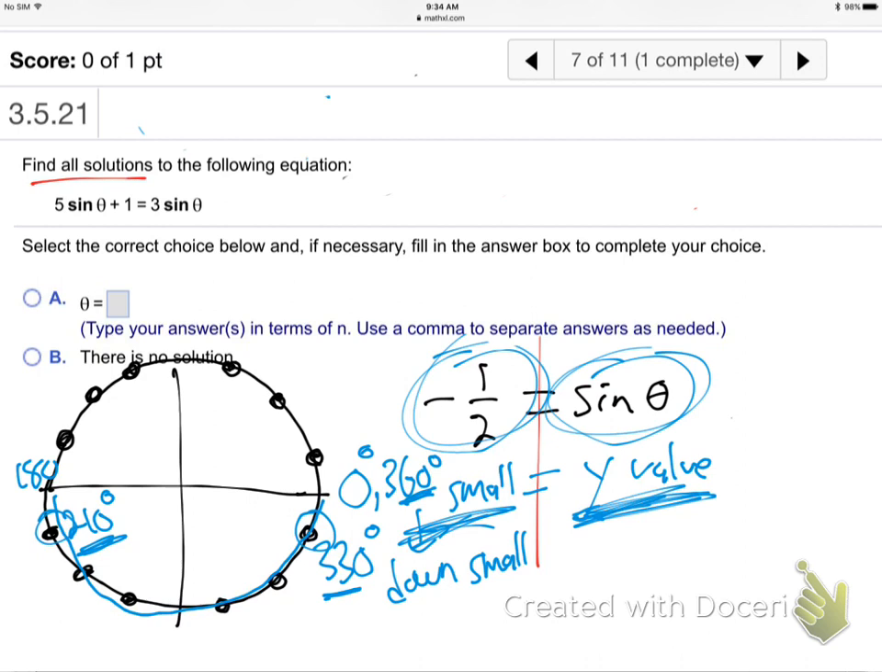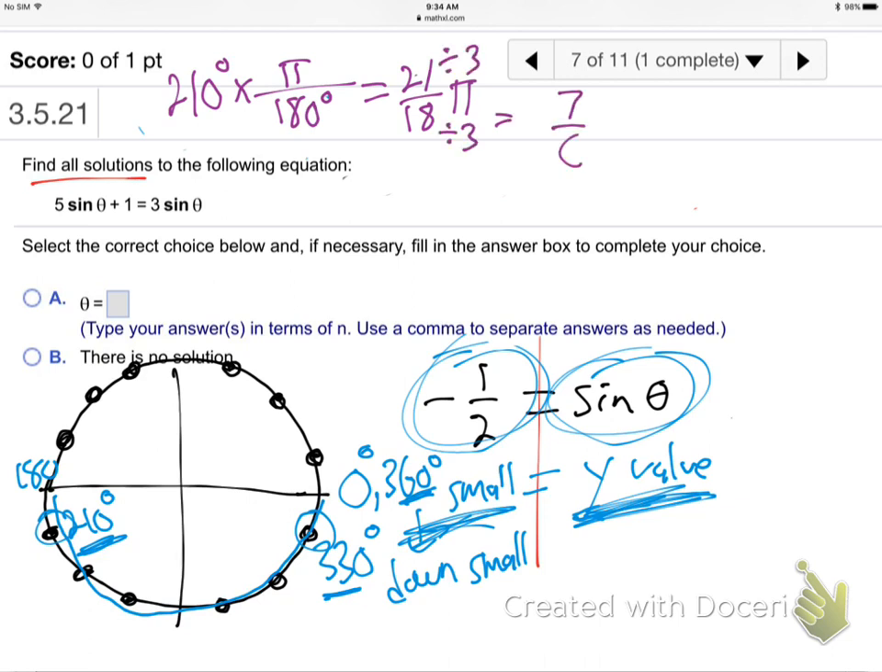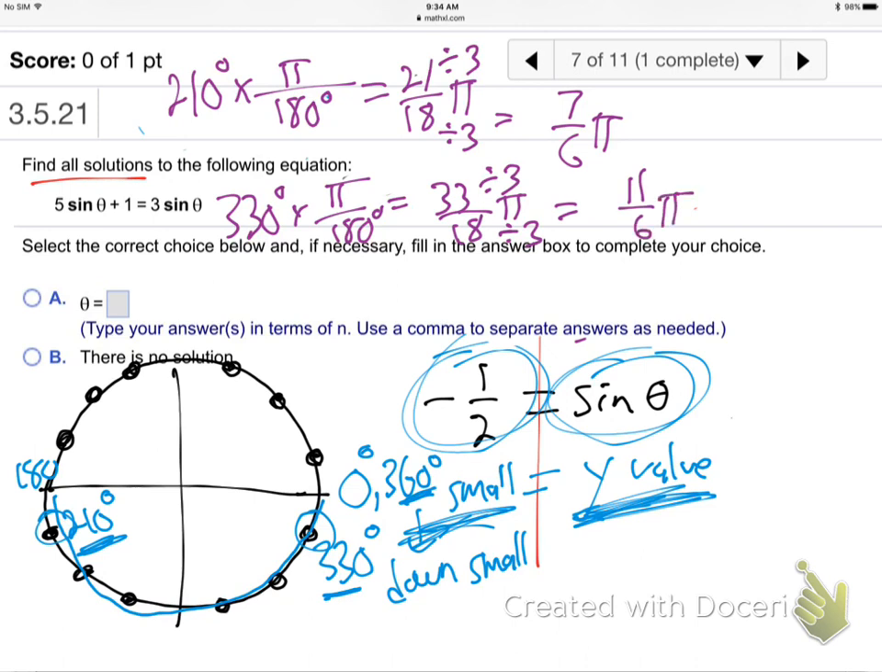So take the, what is the first one? 210 degrees. Multiply by pi over 180. I'm just going to cut out the zeros. 21/18 pi. Divide by 3. That'd be 7/6 pi. So there's the first answer. The other one is 330 times pi over 180. That's 33/18 pi. Divide by 3, divide by 3. 11/6 pi. So there's our 2 answers. We good with all that?